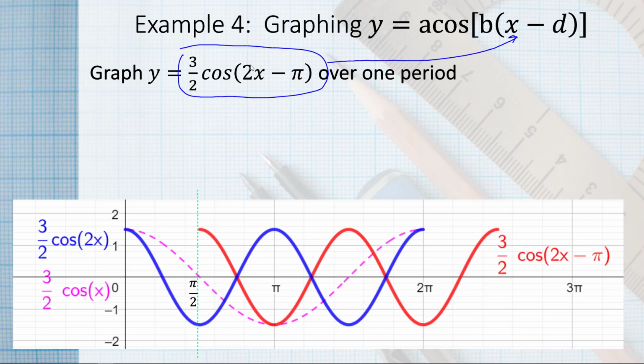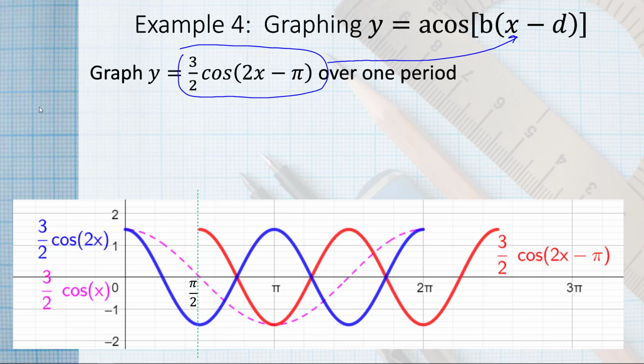Well, it basically means we need to factor out this 2 and rewrite it in the form of 2 times x minus d, where d actually is the phase shift. We cannot determine the phase shift from this configuration. We need to factor out the 2 first. So let's go ahead and do that.